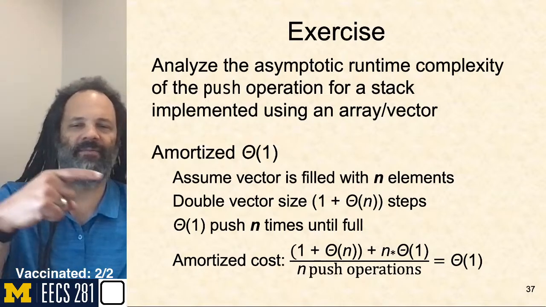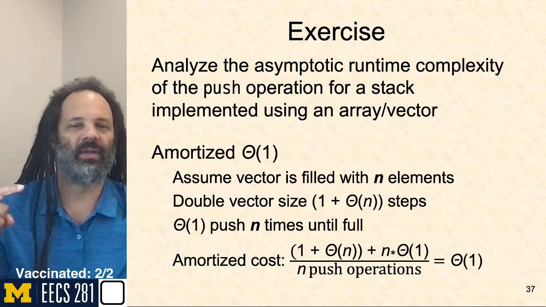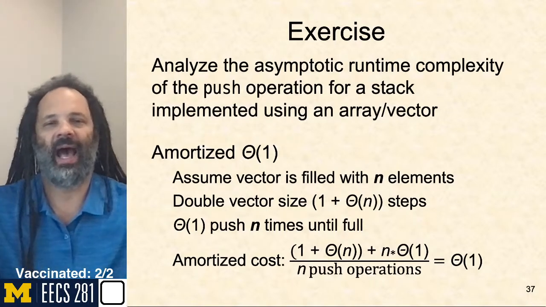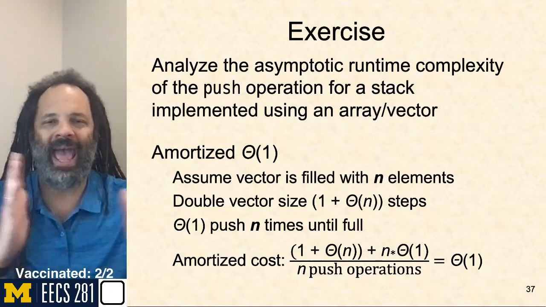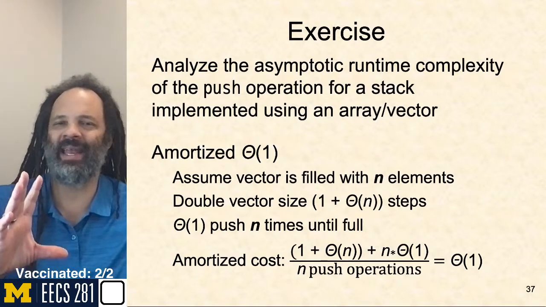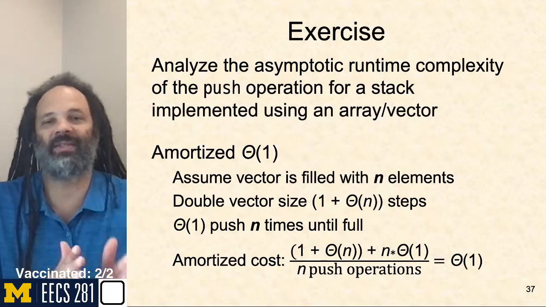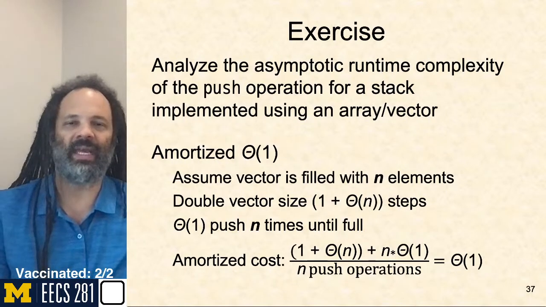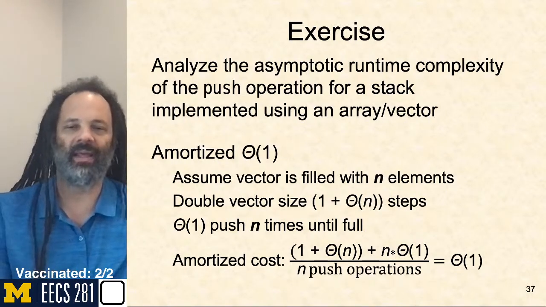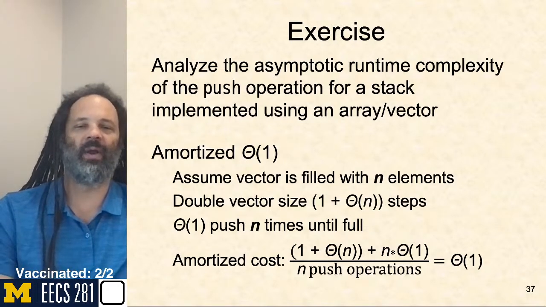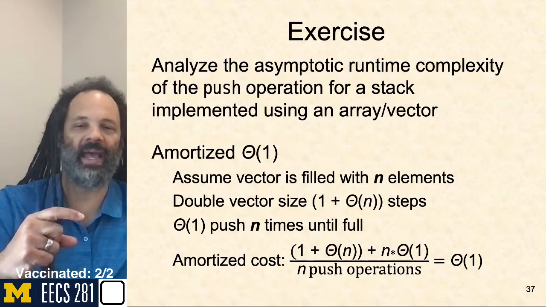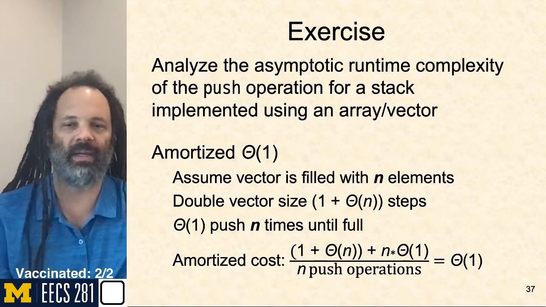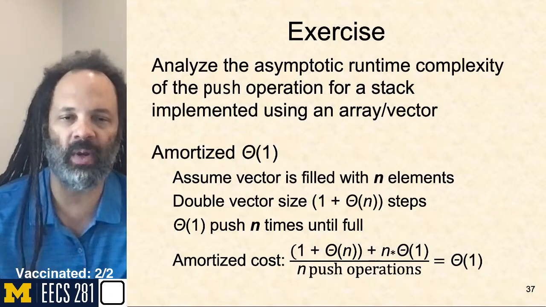So if I start out with this thing filled with n elements, then the first thing I do is this 1 plus theta n work that doubles it and moves it over. So now I've got how much space left? I've got n empty spaces because it was of size n, and then I doubled it. So now it's of size 2n, but I still only have n data in there. This allows me to push in n new values in a constant amount of time before it's full again. So I look at the total amount of work as being 1 plus theta n, that's the double and copy, and then I've got n times theta 1, because this is the constant amount of work to insert each one of those n items.